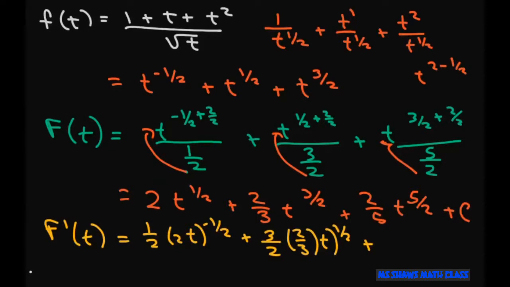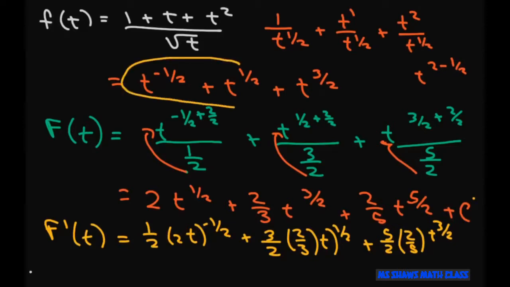plus this is going to be 5/2 times 2/5 t, and that's when you subtract, 5/2 minus 1, that's going to be 3/2, and the c goes away. And cleaning that up, you'll get this back. So you're back to your original function.